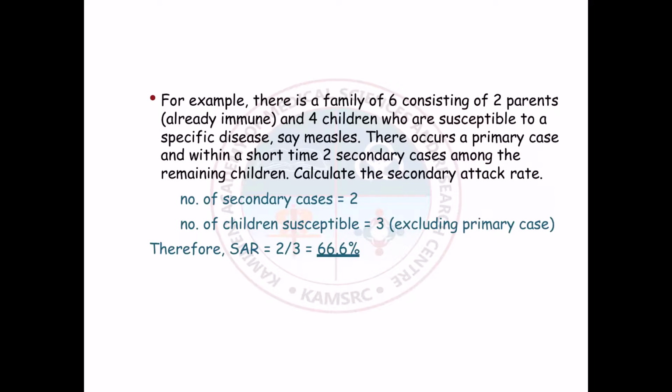For example, take a family of 6, the same one I have taken earlier, consisting of 2 parents who are already immune and 4 children who are susceptible to a specific disease, in this case measles. There occurs a primary case, and within a short time 2 secondary cases among the remaining children, that is, among the 3, 2 are infected.